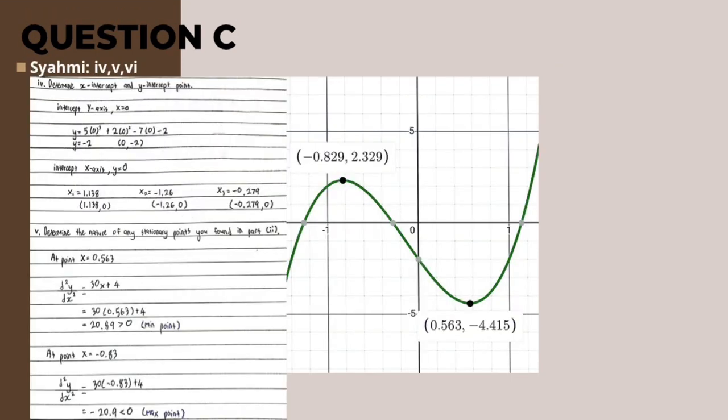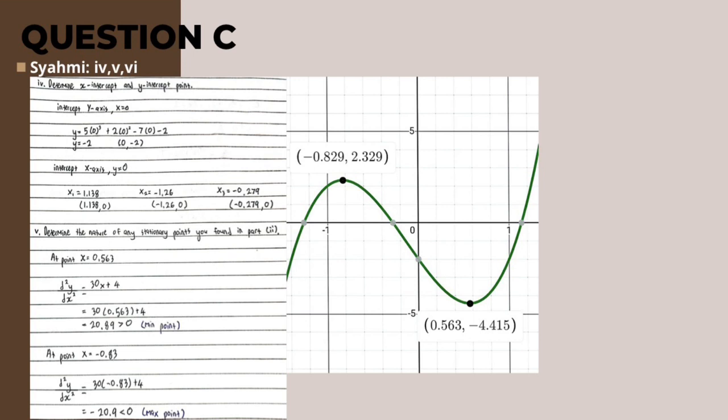For question 4, to get y-intercept, x must equal 0. So we put 0 in the first equation. y equals 5 multiply 0 power of 3 plus 2 multiply 0 power of 2 minus 7 multiply 0 minus 2. So y we get minus 2. So for y-intercept is 0, minus 2.